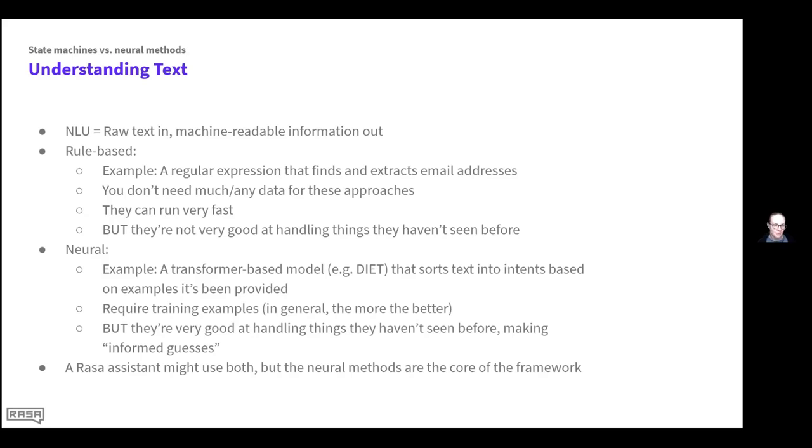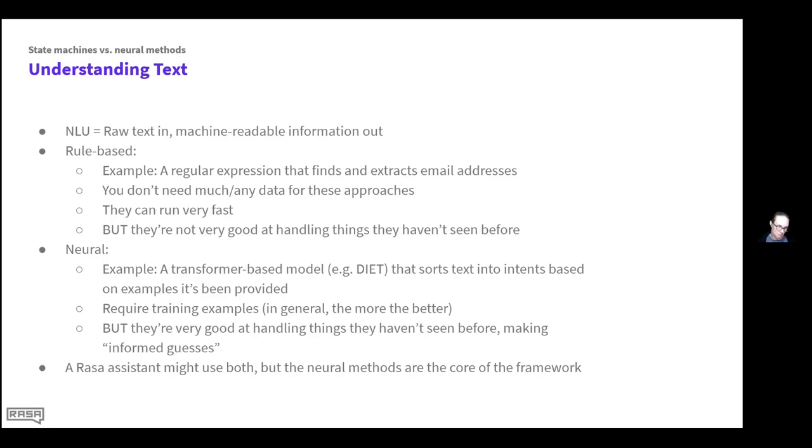And the big benefit of this is that you don't need pretty much any data for these approaches. You just describe what it is you're looking for in a good enough way, which is not trivial, and they can also run very fast. And they don't need to train, right? Training time is not a consideration here. The downside of rule-based approaches is they're not very flexible. So they're not very good at handling things they haven't seen before and that you haven't thought about occurring before they occur.